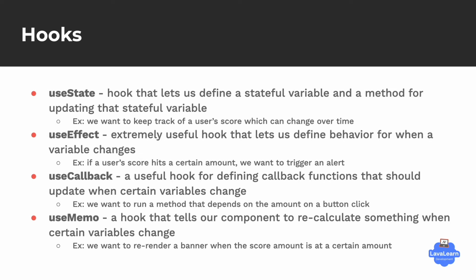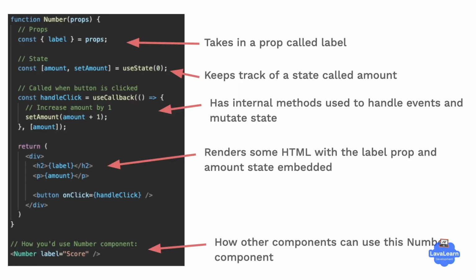So just to call out some of the main hooks we'll be using, first is useState. This lets us define a stateful variable and a method for updating that variable. useEffect, this is an extremely useful hook, and this basically lets us define behavior for when a variable changes. Another thing is something called useCallback. This is a hook for defining callback functions that should update when certain variables change. And then lastly, there's something called useMemo, which is basically us telling our React component to recalculate something when a certain variable changes.